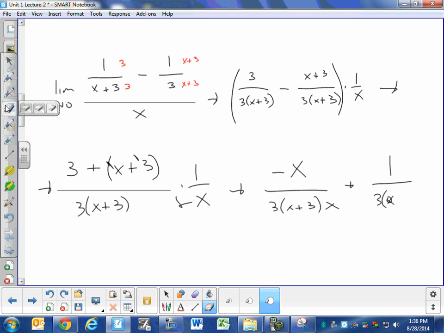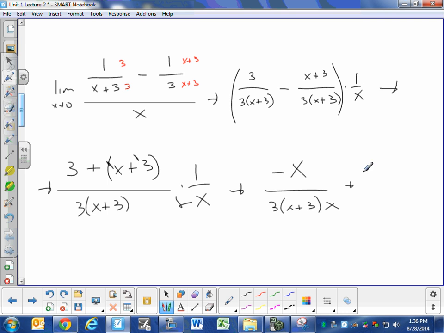And then we just plug in 0 into this new function. So let me write that up. Now making sure we leave the -1. So that'd be -1/9. Okay.